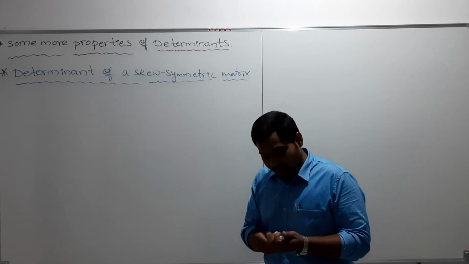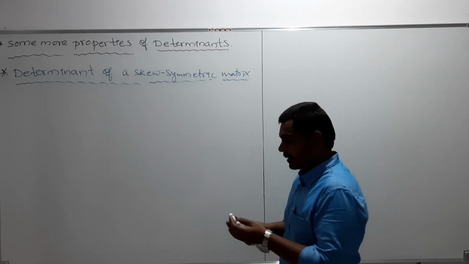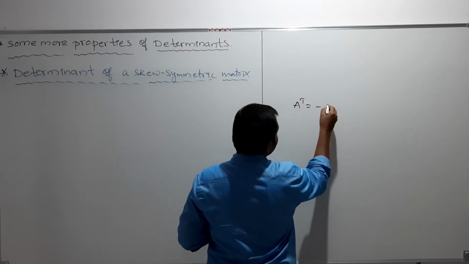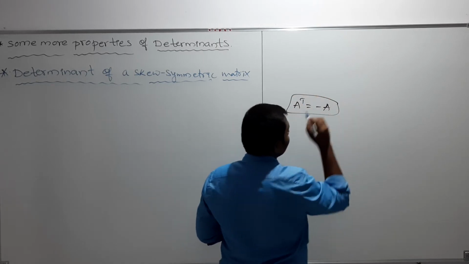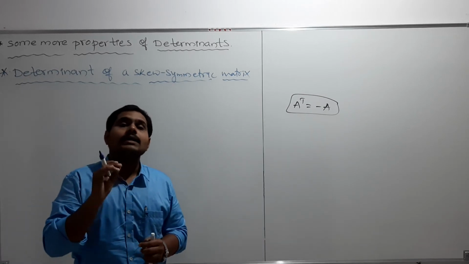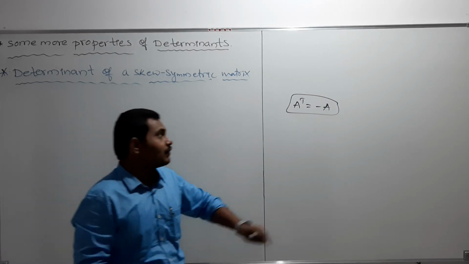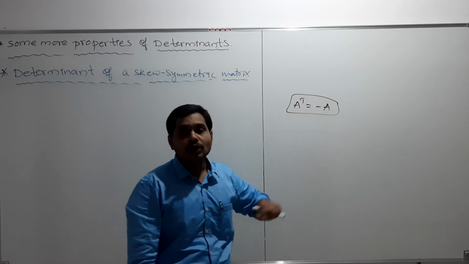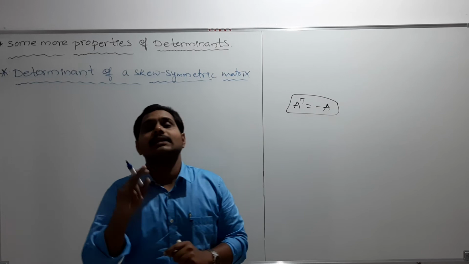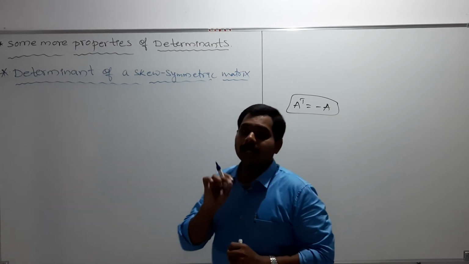Clear? So skew symmetric matrix means what? Already I told you, my students, if A transpose equals minus A, then we can call A a skew symmetric matrix. A matrix A is said to be skew symmetric if A transpose is equal to minus A. If this condition is satisfied, then we can say that matrix A is a skew symmetric matrix.